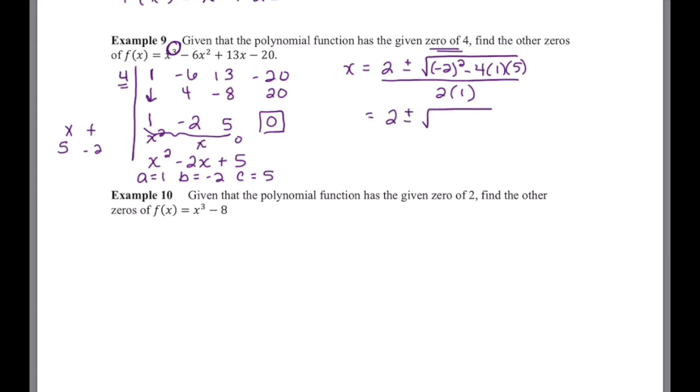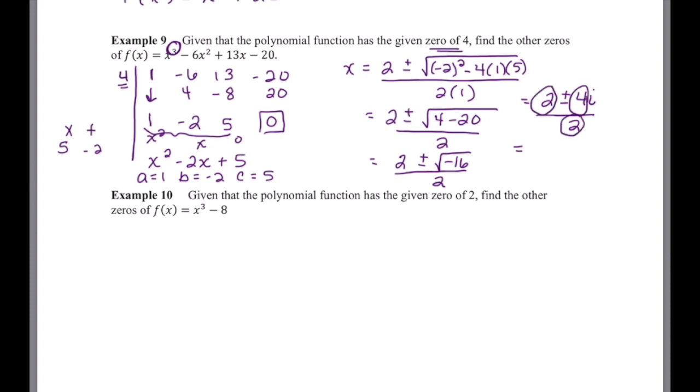2 plus or minus the square root of 4 minus 20, divided by 2, using the order of operations. This gives us 2 plus or minus the square root of negative 16 over 2, which gives us 2 plus or minus 4i, since the square root of negative 16 is 4i, all divided by 2. All these coefficients are divisible by 2, so that simplifies to 1 plus or minus 2i. Our x values then, we already found one over here. So our x values are 4, 1 plus 2i, and 1 minus 2i. We found the 3 zeros that we needed for this polynomial.